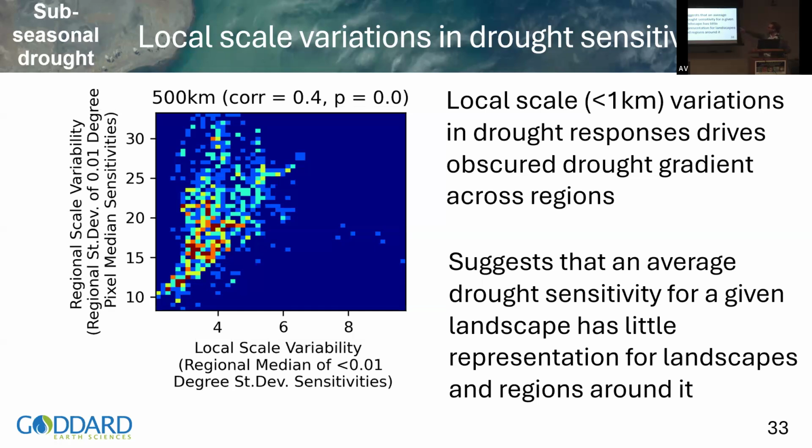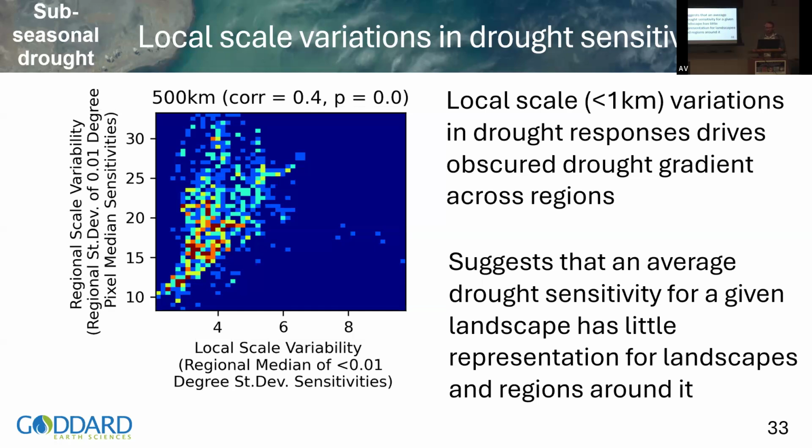So suggests that on average, drought sensitivity for a given landscape has little representation for landscapes and regions around it. This is effectively what it's saying. It's a very unpredictable process, meaning that our field ecologist friends, our ecophysiologist friends that are out there measuring individual plants, we have to almost rely on them more than the satellite folks because we have no idea how to scale this up.